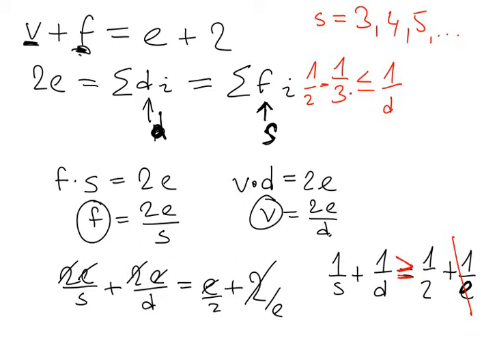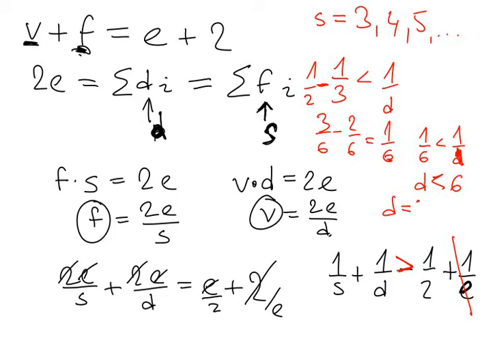So we have 1/2 minus 1/3. This is 3/6 minus 2/6, which means 1/6. Yeah, and there is strict inequality also, because this is always positive. So 1/d is at least 1/6. So d is at most 6. So degrees d can be 3, 4, or 5. Nothing else.